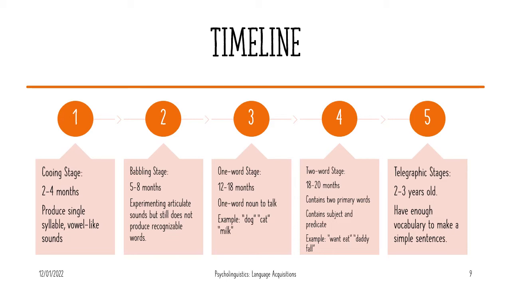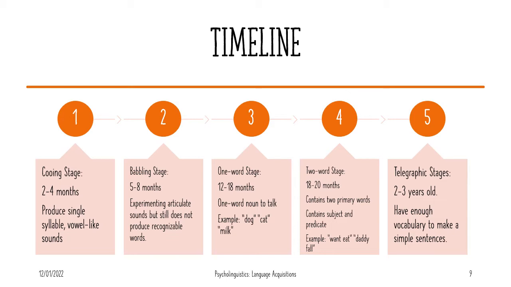The fourth is the two-word stage. It happens between 18 until 20 months. In this two-word stage, it contains two primary words, which are a subject and a predicate. For example, want eat, daddy fall.